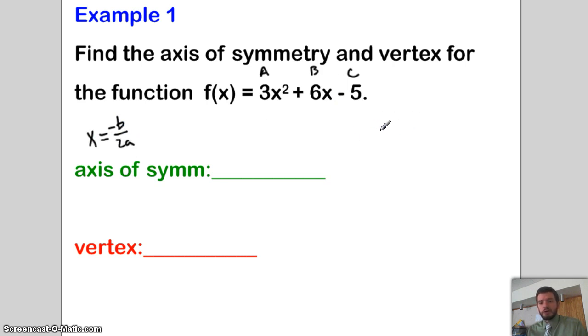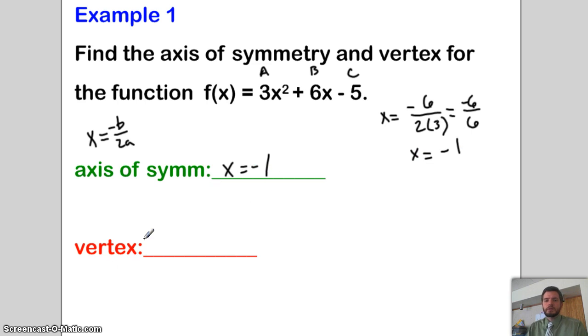So let's find it. x is going to equal negative b, so negative 6 over 2 times 3. 2 times 3 is 6, so negative 6 over 6. So x equals negative 1. So my axis of symmetry is x equals negative 1. Now the other part that we just found is the x value of the vertex, and I can go ahead and fill that in. So negative 1 here. Now in order to find the y value, we're going to have to take this negative 1 and substitute it in for these x's up here, and go from there.